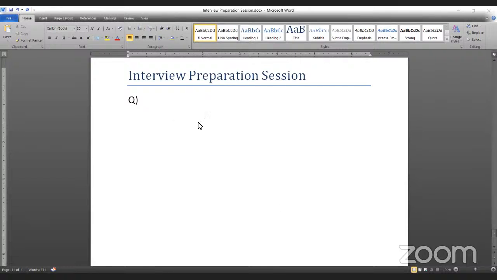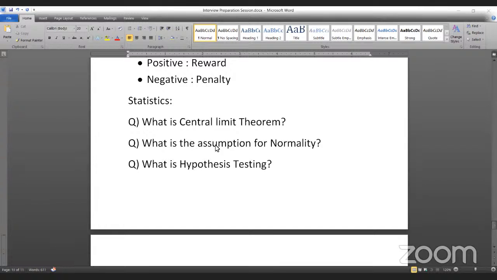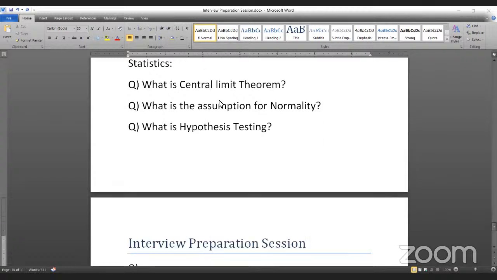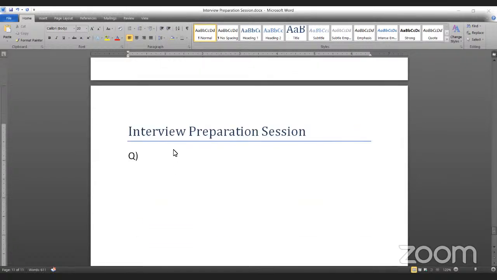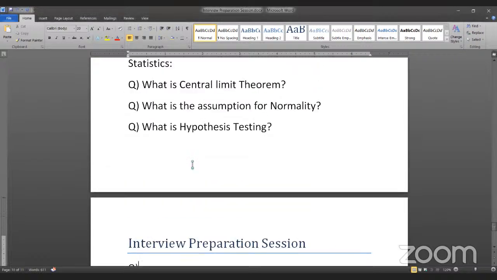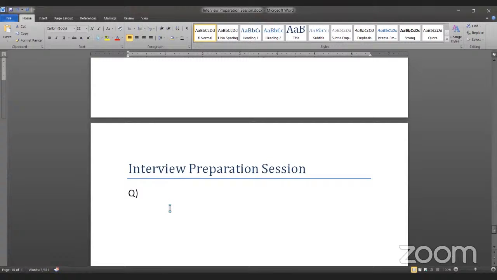So this is a continuation from yesterday. Friends, actually, we were going through statistics. We had discussed three questions on statistics: central limit theorem, what is normality and what are the assumptions, and what is hypothesis testing.